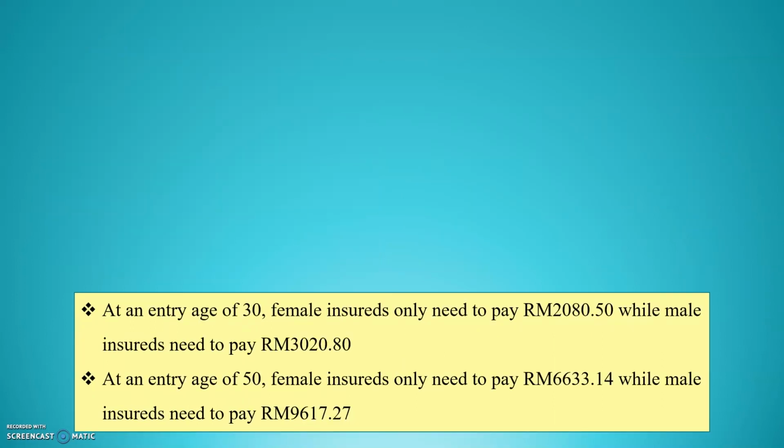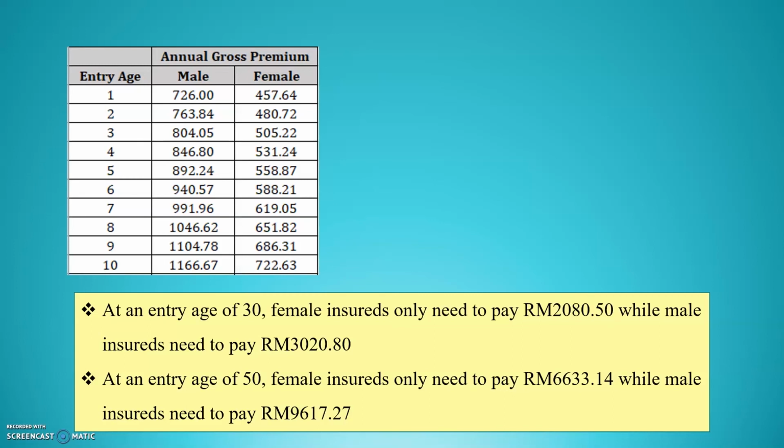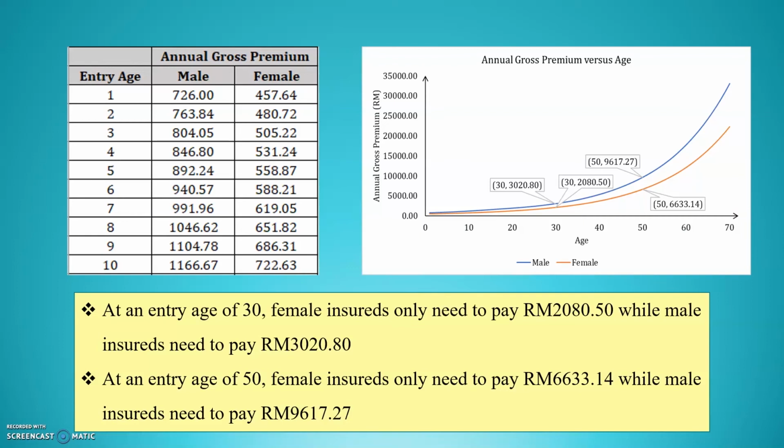In addition, we have prepared a table which consists of the annual gross premium for both males and females at different entry ages. As you can see from this graph, it is obvious that females have a lower annual gross premium compared to males. For example, at an entry age of 30, female insureds only need to pay 2,080.50, while male insureds need to pay 3,020.80. While at the entry age of 50, female insureds only need to pay 6,633.14, while male insureds need to pay 9,617.27.